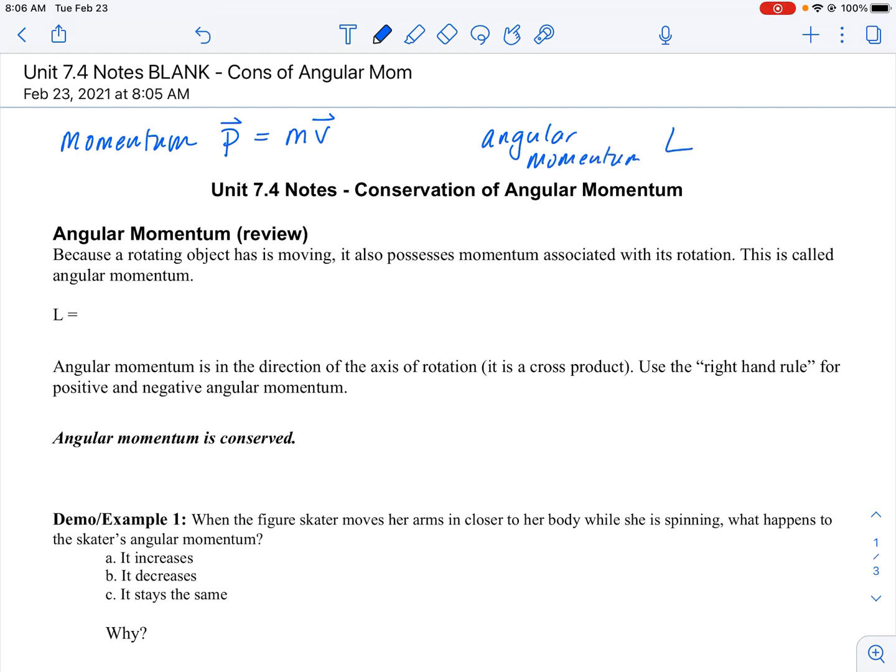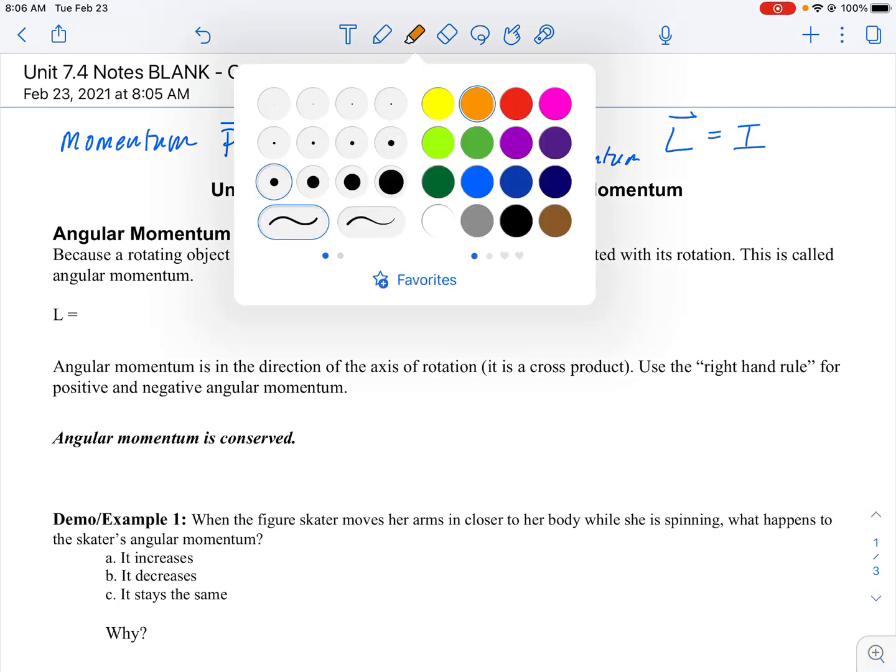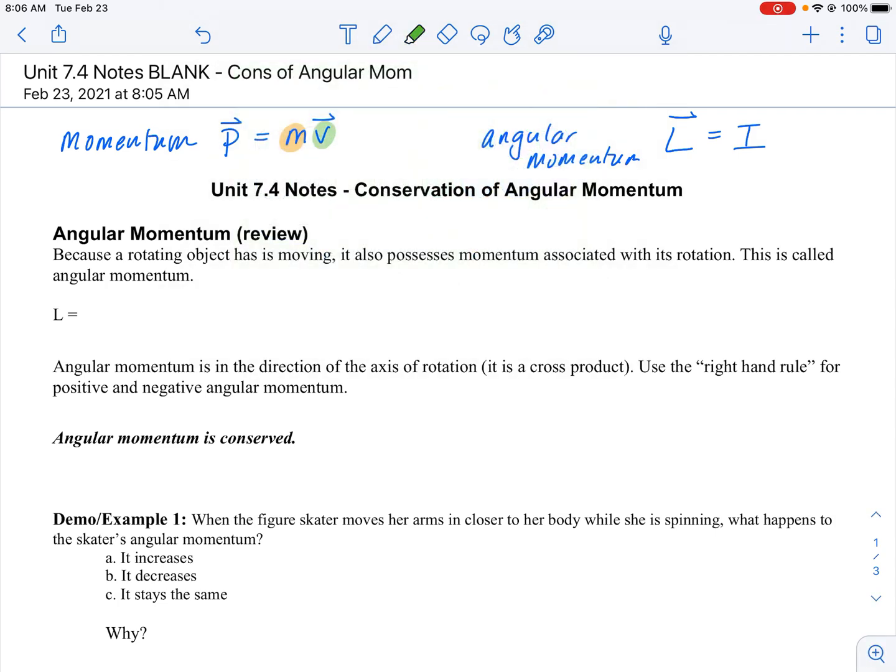we're going to use a different symbol. We're going to use an L for angular momentum. Instead of using mass, we're going to use the rotational version of mass, which is I, or moment of inertia. And instead of using linear speed, we're going to use angular speed.